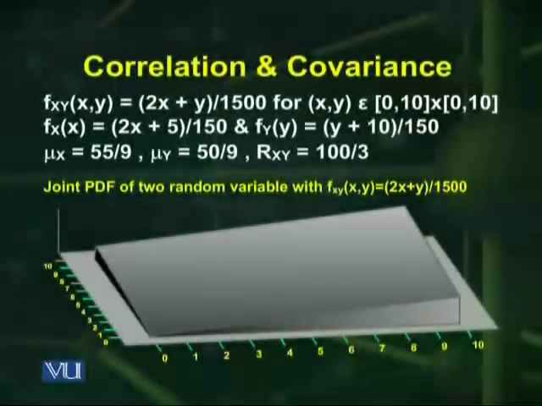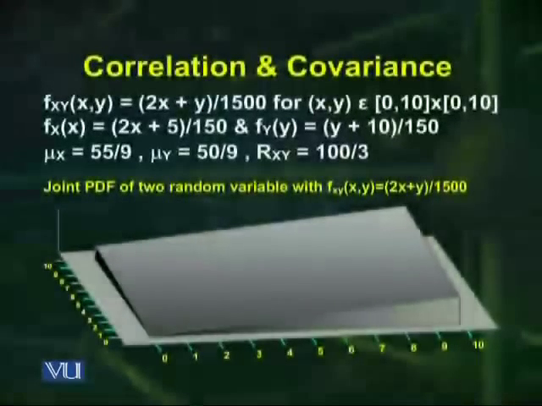In the last lecture, we found the marginal densities of random variables x and y, which were obtained through integration of the joint non-flat density along the x and y axes. The two marginal densities are shown on your slide. So the marginal density of x is (2x plus 5) whole divided by 150, and the marginal density of y is (y plus 10) whole divided by 150.